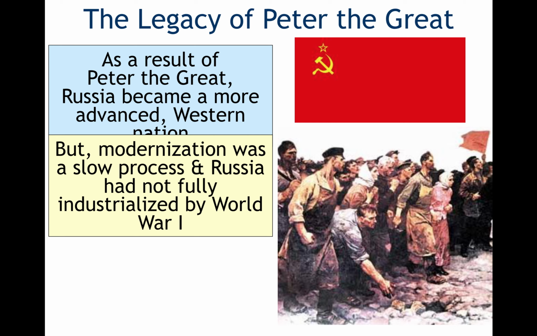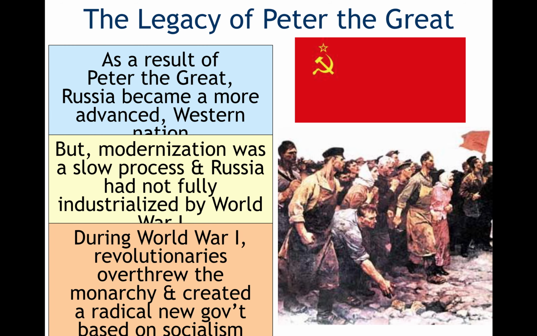As a result of Peter the Great, Russia became a more advanced Western nation, but modernization was a slow process. Russia had not fully industrialized by the time World War I started. During World War I, revolutionaries overthrew the monarchy and created a radical new government based on socialism, which was the Communist Revolution. And this is when Russia becomes the Soviet Union. You can see the flag of that there at the top.